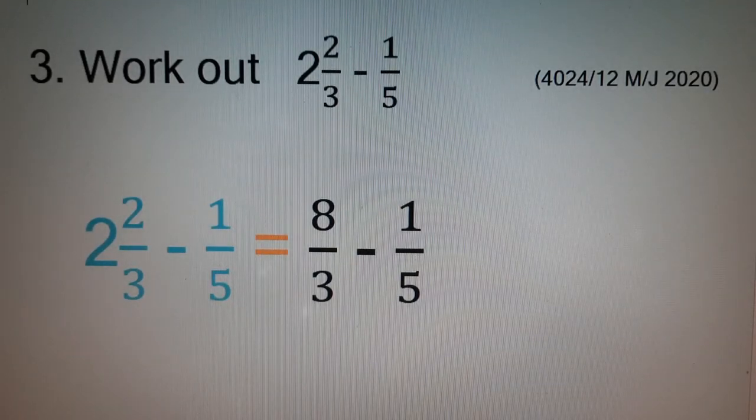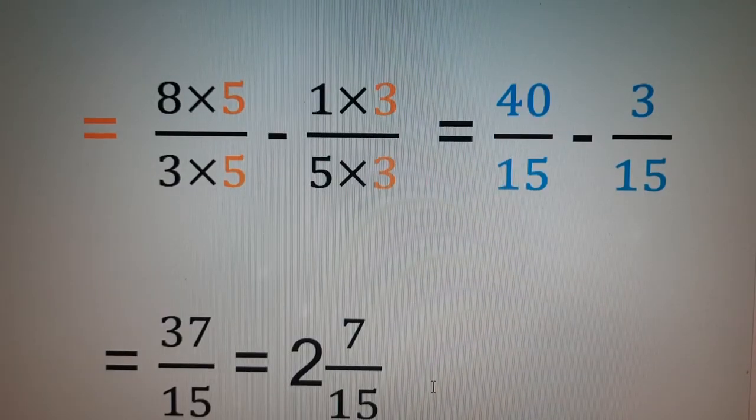2 1/3 minus 1/5. First we change the mixed number into an improper fraction. So 3 into 2, 6. 6 plus 1, 7. 7/3 minus 1/5. Then when we subtract fractions, we have to equal their denominators. So we multiply both fractions like this. 8 into 5, 40, 3 into 5, 15, 1 into 3, 3, 5 into 3, 15. 40 over 15 minus 3 over 15.